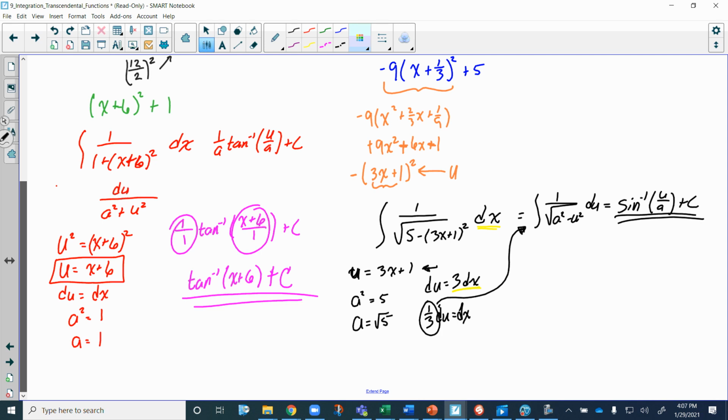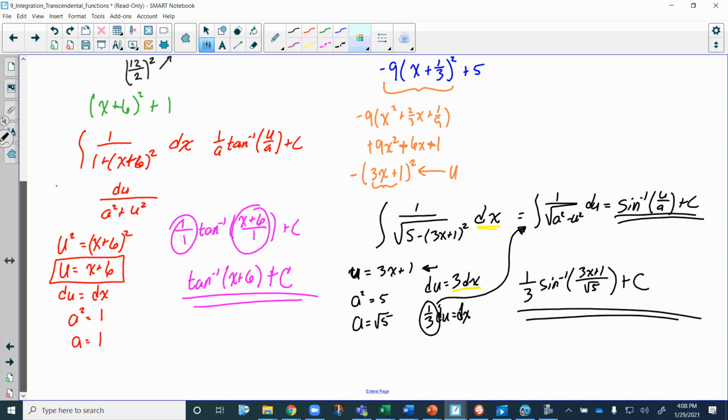So basically we're going to have the same thing that we had a second ago, but it'll be 1/3 times inverse sine of (3x plus 1) over radical 5, plus the constant of integration. There we go. I'm trying to skip a step and it cost me, but at least we fixed it before we moved on.